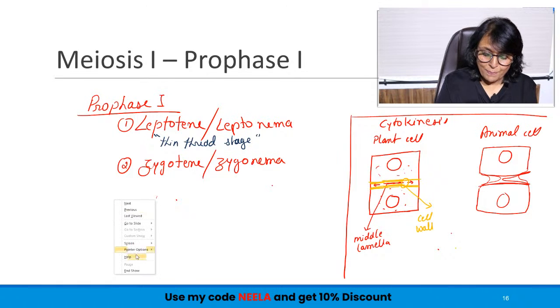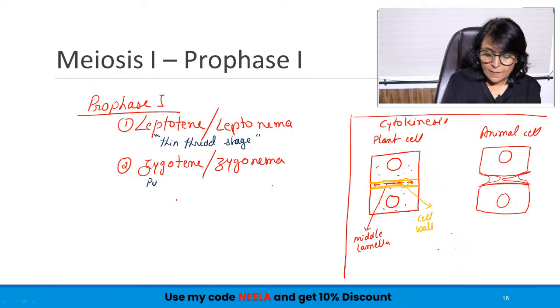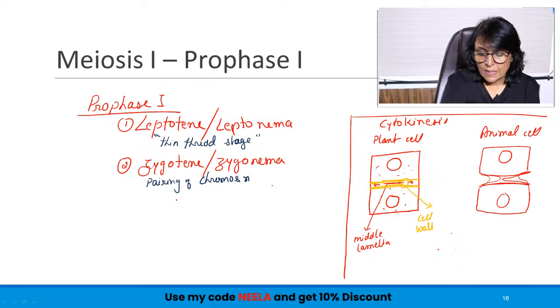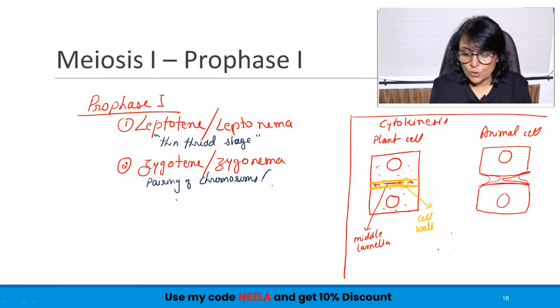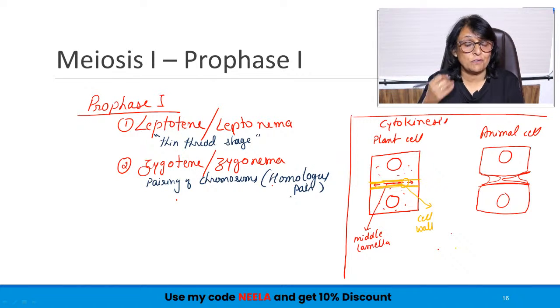So what will happen here is pairing of chromosomes, and this pair is called a homologous pair. Now once you understand the meaning, then the words don't sound that difficult.